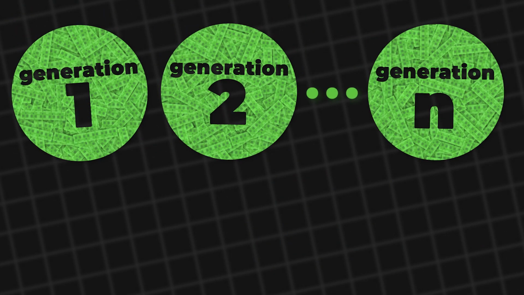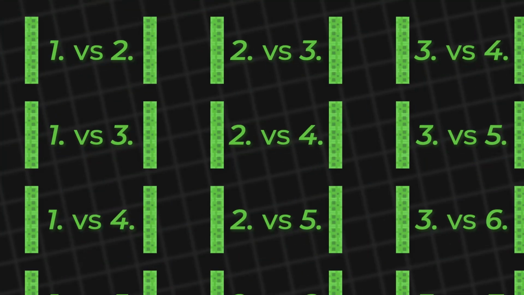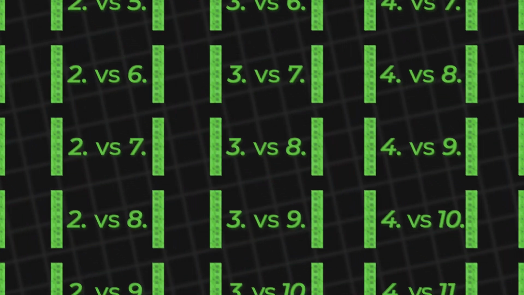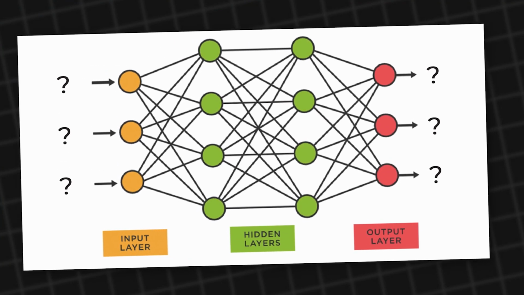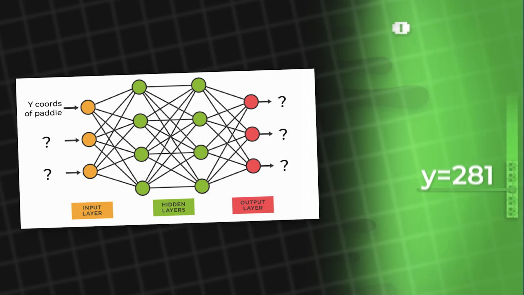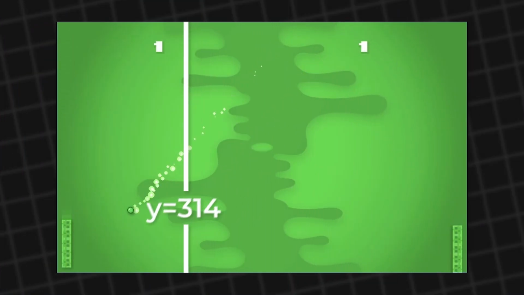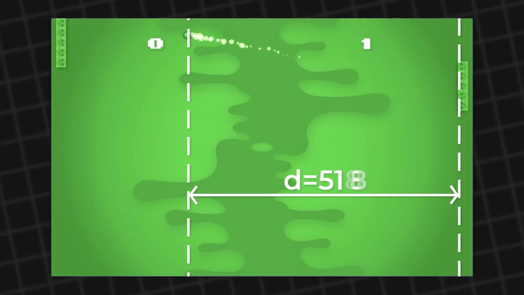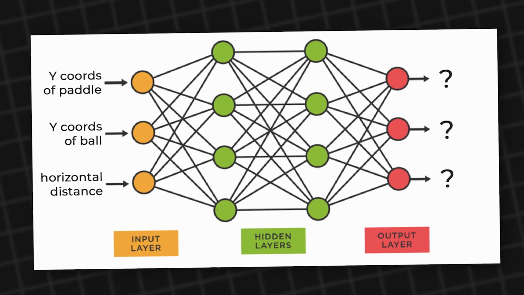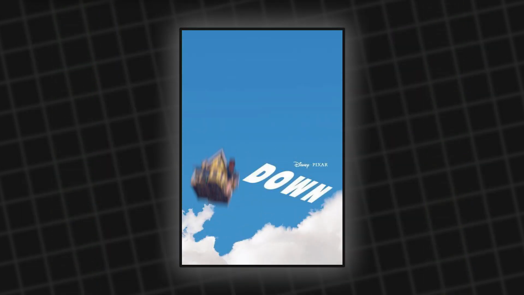Each generation will consist of 50 genomes that will play with one another. The genomes each represent a unique neural network that will receive the following data as input: the y coordinates of the pedal they are controlling, y coordinates of the ball, and the horizontal distance between the pedal and the ball. To that information they'll respond with 3 outputs, whether they want to move the pedal up, move it down, or stay still.